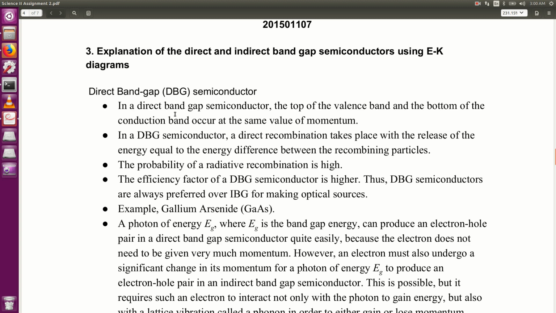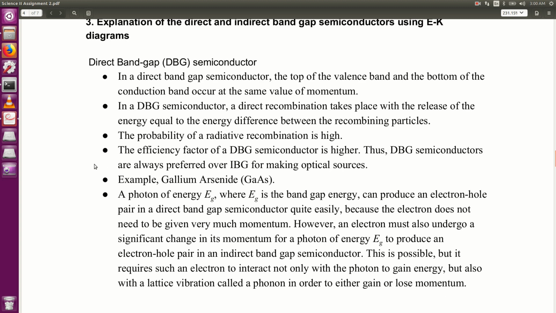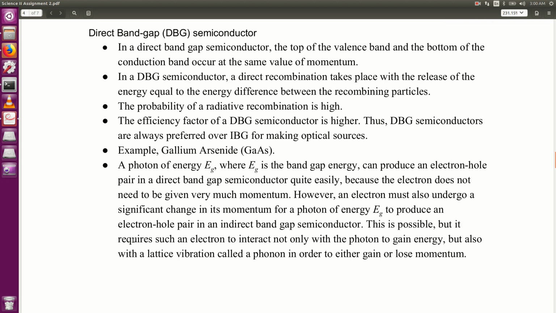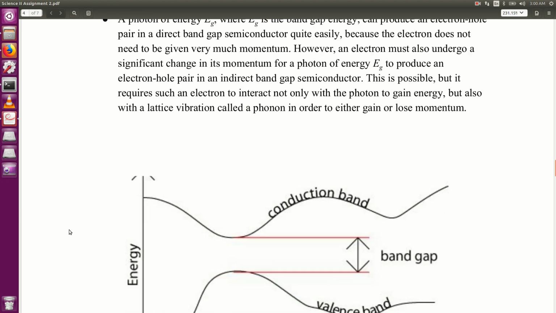A photon of energy Eg, where Eg is the bandgap energy, can produce an electron-hole pair in a direct bandgap semiconductor quite easily because the electron does not need to be given very much momentum. However, an electron must undergo a significant change in its momentum for a photon of energy Eg to produce an electron-hole pair in an indirect bandgap semiconductor. This is possible, but it requires such an electron to interact not only with the photon to gain energy, but also with a lattice vibration called a phonon in order to gain or lose momentum.